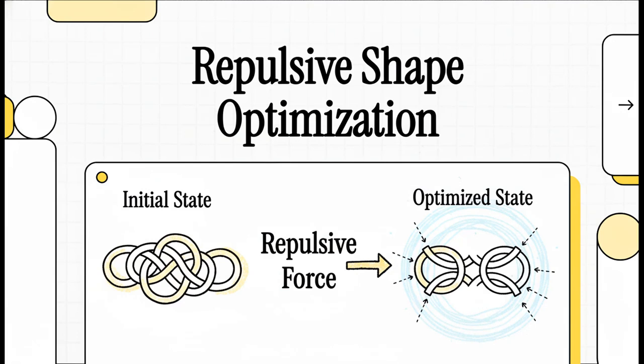So, what if we could actually teach a computer how to untangle things? From these incredibly complex mathematical knots to the paths of swarming robots. Well, there's a new computational tool that's doing exactly that. It literally teaches shapes how to get out of each other's way. And it's called repulsive shape optimization.